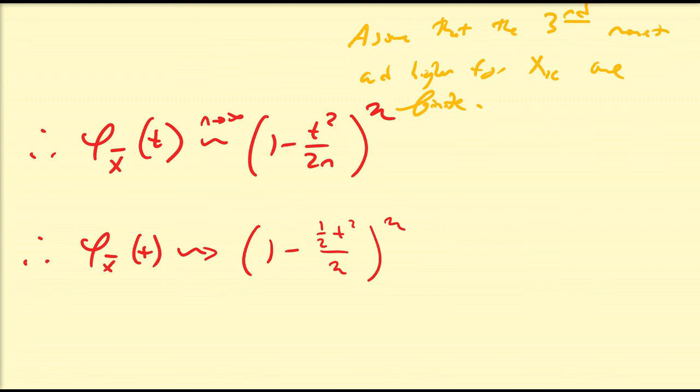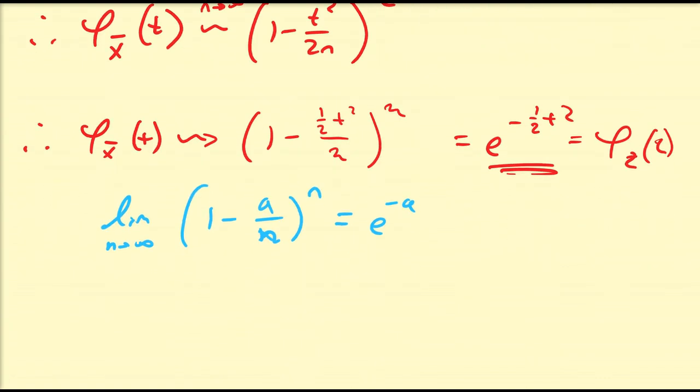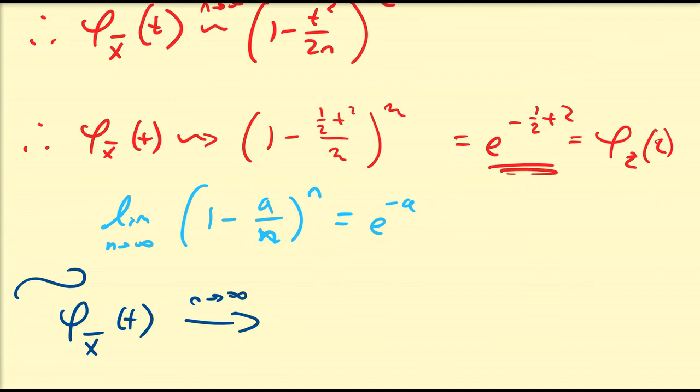Now there should be a property that you should have learned in calculus which says the limit as n goes to infinity of 1 minus a over n, raised to the power n, is equal to e to the minus a. So if that is the case, we have that this will converge to e to the minus 1/2 t squared. And this should look familiar. This is the characteristic function for a normal random variable with parameter t. So what we've done here is we've shown that the characteristic function for x bar of t converges as n goes to infinity to the normal random variable characteristic function phi z of t.